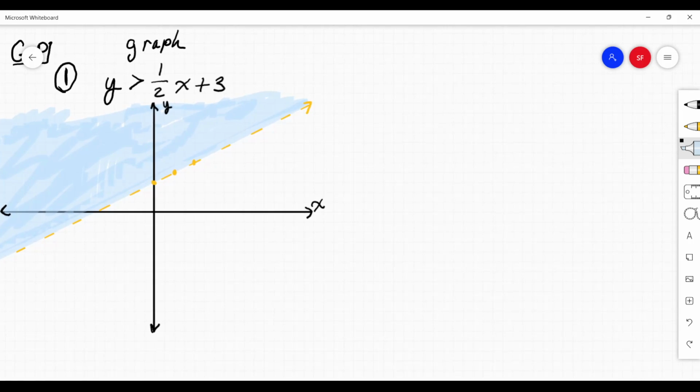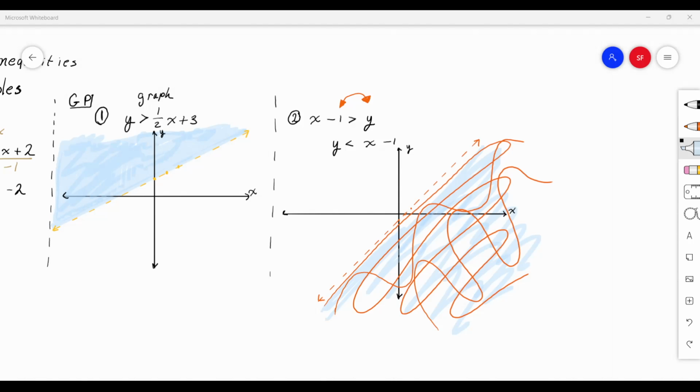All right, let's do another GP. Number 2. X minus 1 is greater than Y. Ready, go. So, there's your answer.